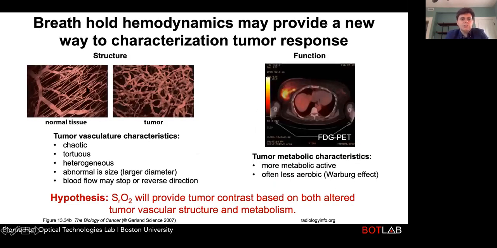And because tumor vascular structure is so different than normal, and because we know the metabolic activity of breast tumors is so different than the surrounding normal tissue, which you can see through FDG PET, we're hypothesizing that this SRO2 metric may provide a new source of tumor contrast with this wearable probe, which we then can use to measure patients longitudinally as they're getting chemotherapy. And this remains a hypothesis.